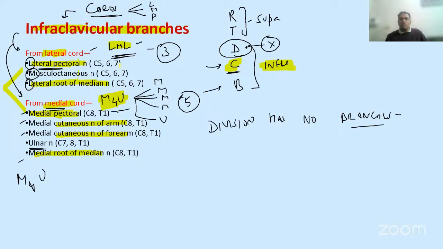Now what we are left with, understand, things become so simple. We are left with only two nerves, the musculocutaneous and the ulnar nerve. What do they supply? Think about it. The musculocutaneous nerve supplies the anterior arm muscles.